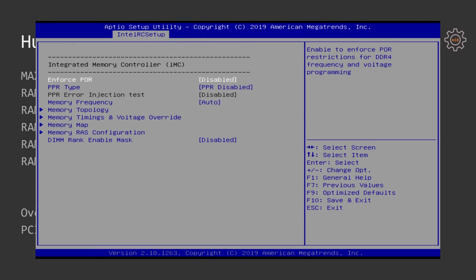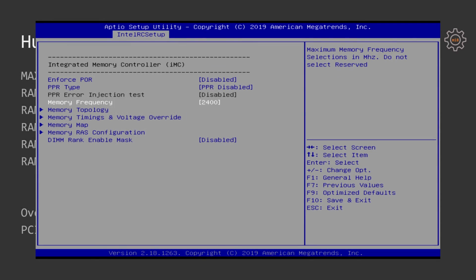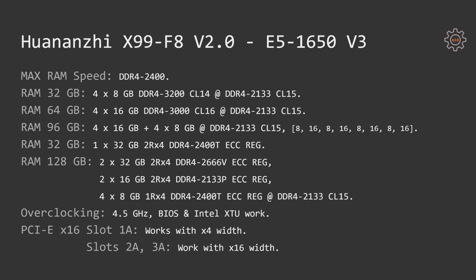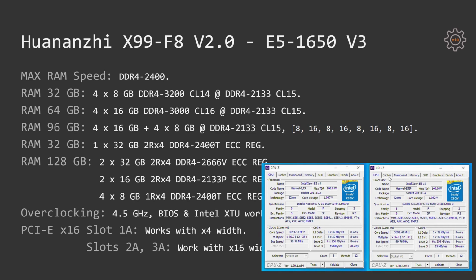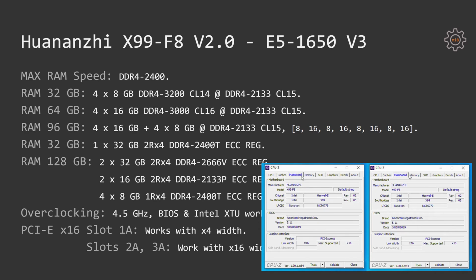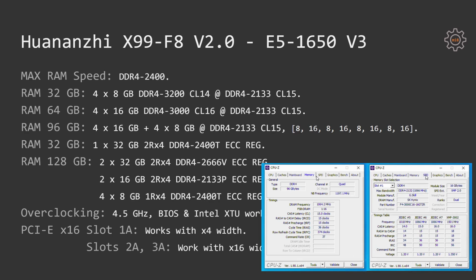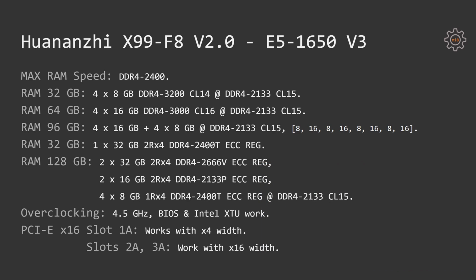With the Xeon E5-1650 V3, maximum RAM speed was DDR4-2400. Anything above that does not work. The following RAM configuration was tested with the Xeon E5-1650 V3. 32GB in 4x8 sticks DDR4-3200. 64GB 4x16 sticks DDR4-3000. 96GB, 4 16GB sticks and 4 8GB sticks.